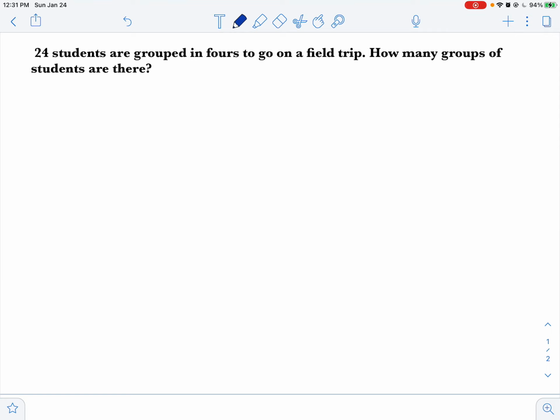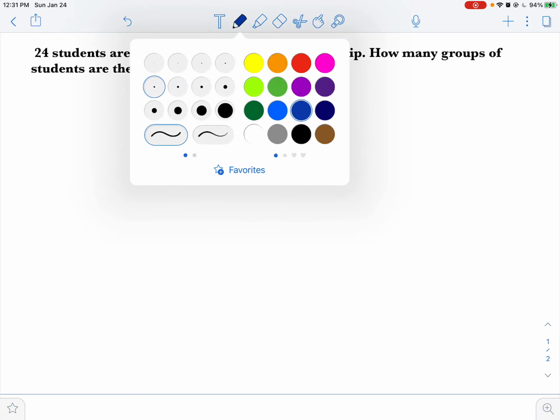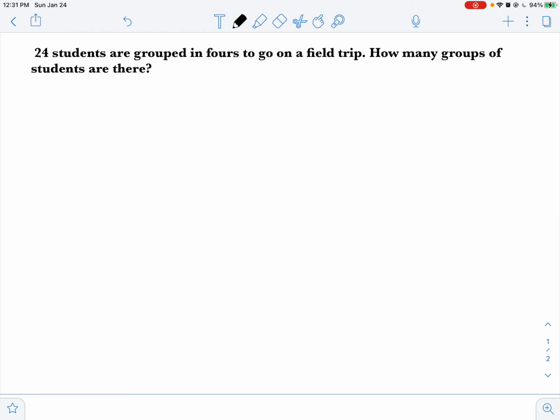This one says 24 students are grouped in 4s to go on a field trip. How many groups of students are there? Once again, I'm going to think about the problem. What is actually happening here, right? We've got 24 students. They're put into groups of 4. So I have 24 students divided into groups of 4s, and I want to know how many groups. So I'm going to look at what they're asking me. How many groups? So this time I'm going to use the letter G.